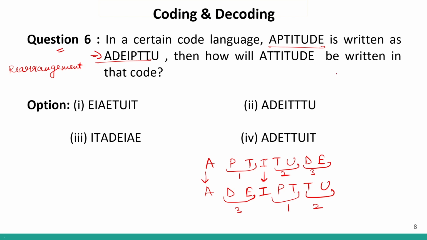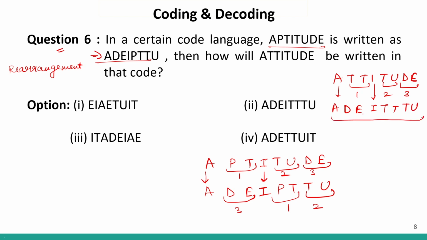So let us do the same thing for attitude. So for attitude, if I do the same thing, A will remain same and I will remain same. Correct? Now, this is your pair 1, this is your pair 2 and this is your pair 3. So we will get pair 3 first. So DE. Then we will get pair 1. So TT. And then we will get pair 2, which is TU. So this will be my code, which is ADEITTTU. This is given in option number 2. So option number 2 will be the correct answer to this question. Clear?